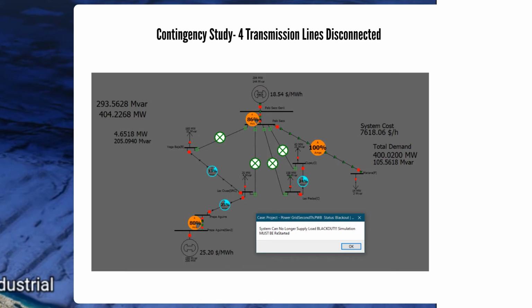Another contingency study was done on the network in which all 4 transmission lines were disconnected. In comparison to the original network, it can be seen that the transformers exceeded the 75% limit, and the system at this point was overloaded, hence it was not efficient for the transmission of power.